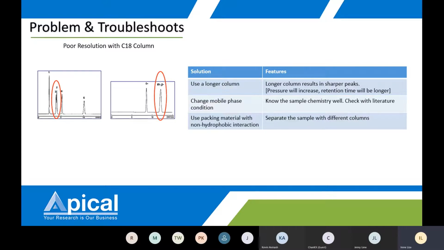So it's also good to check out in literature, and also perhaps you want to look into some suggestions on the web application from Cosmosil, what kind of samples and what are the mobile phases that you can use to dilute this particular sample. Also use packaging material that is non-hydrophobic interaction, so that it is able to separate between sample and different columns.